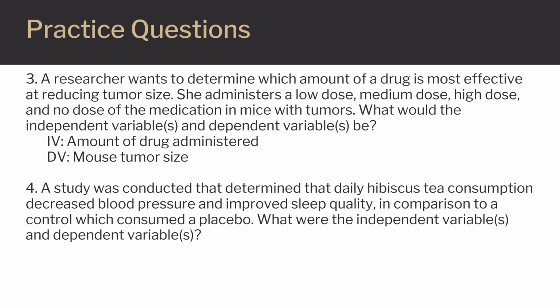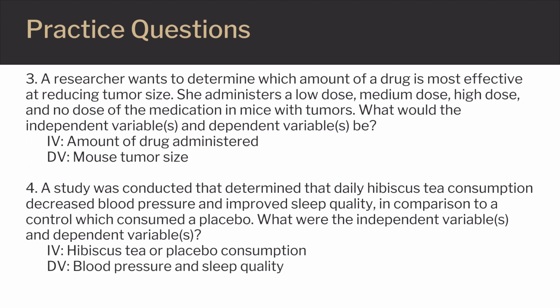4. A study was conducted that determined that daily hibiscus tea consumption decreased blood pressure and improved sleep quality in comparison to a control group which consumed a placebo. What were the independent variables and dependent variables? Take a moment to pause the video and think about it. The answer is that the independent variable is the hibiscus tea or placebo consumption, and the dependent variable is the blood pressure and sleep quality.